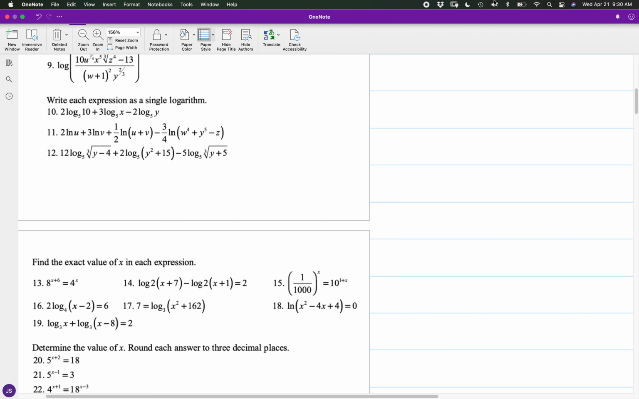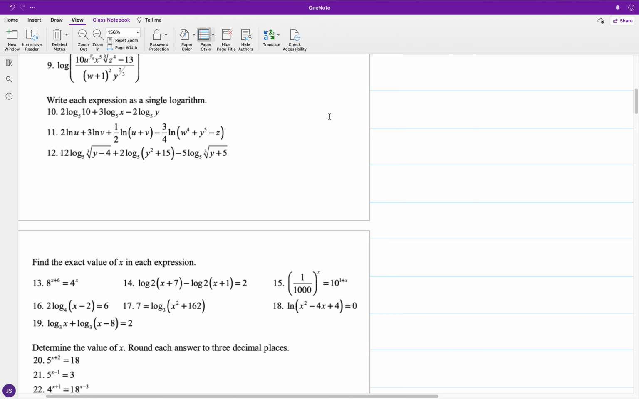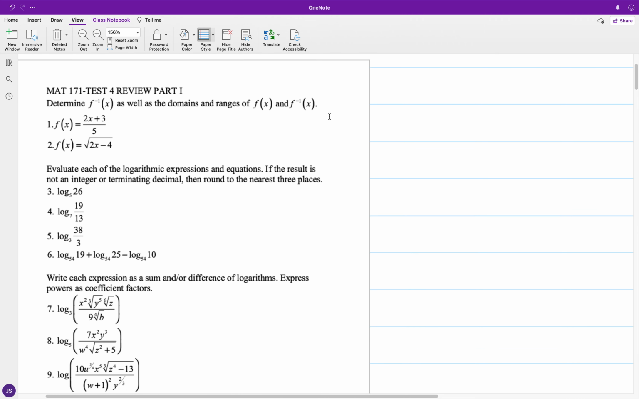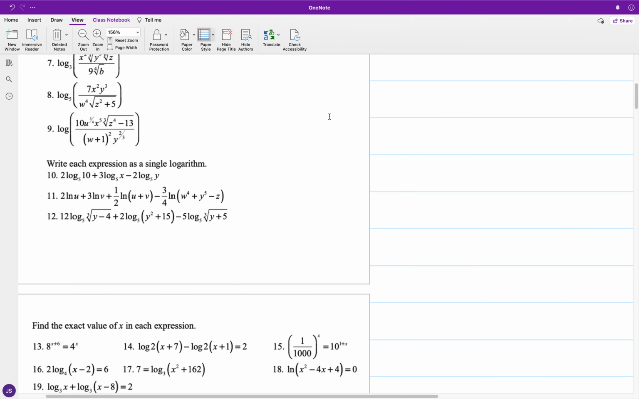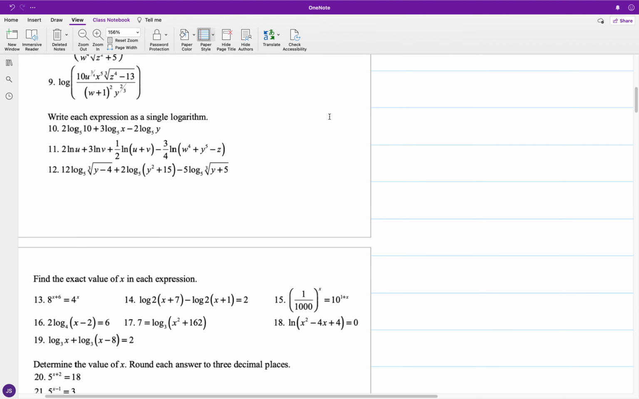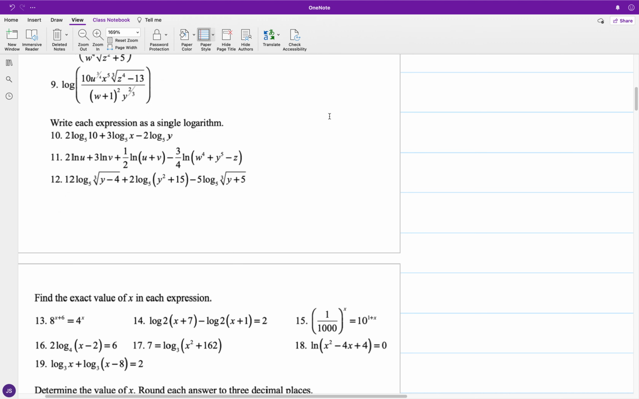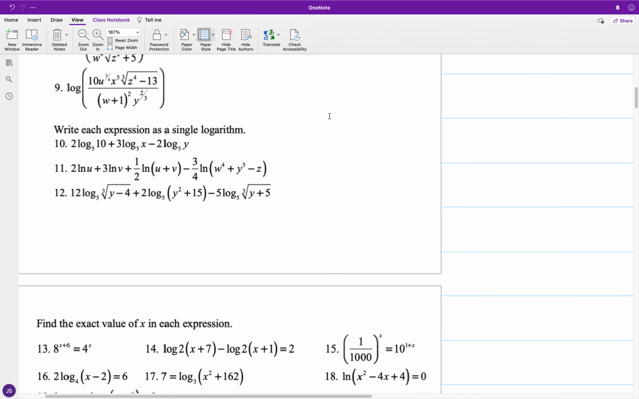Okay, good morning. Just going back to what we have from the Test 4 Review Part 1 handout and looking into logarithms. And we have, in the case of number 12, okay, now we made the transition from expanding logarithmic expressions to combining. And in the case of number 12, now this is a little bit of a trick item.